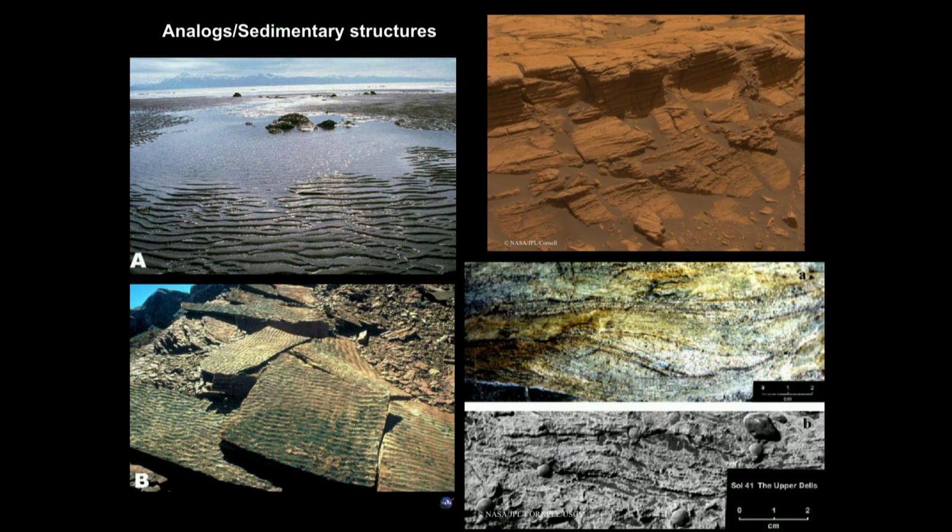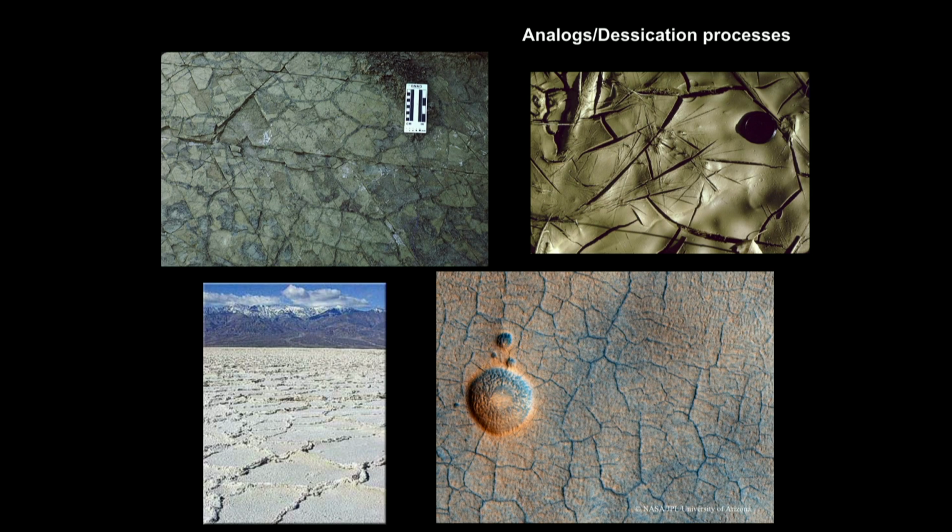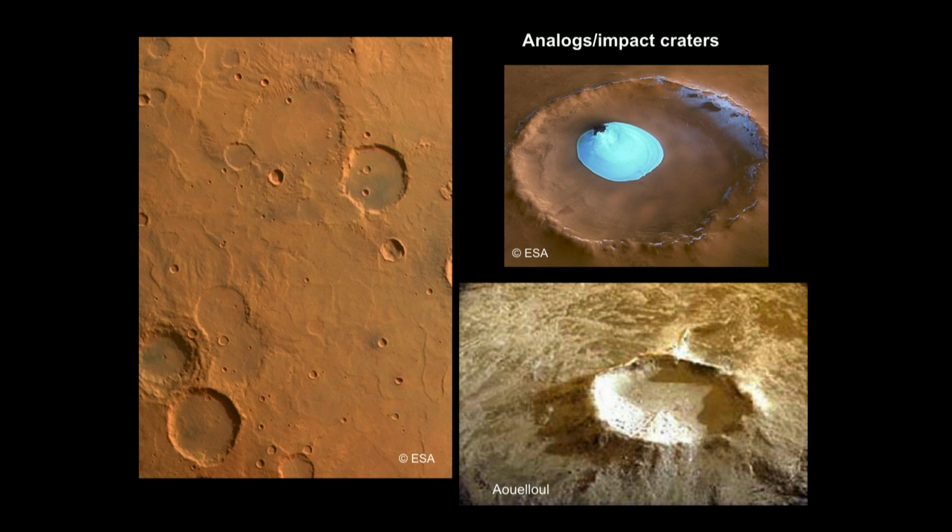We can identify these structures also on Mars, and these are the same structures as fossil structures, sedimentary structures. Of course, desiccation processes. So the idea is that geologists can have this representation of similarities and differences between different sites and different geological processes and materials. Of course, impact craters. This is the Aouelloul in Mauritania. I was working here.